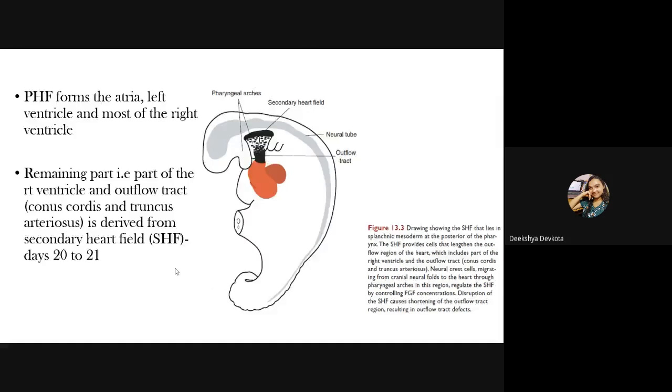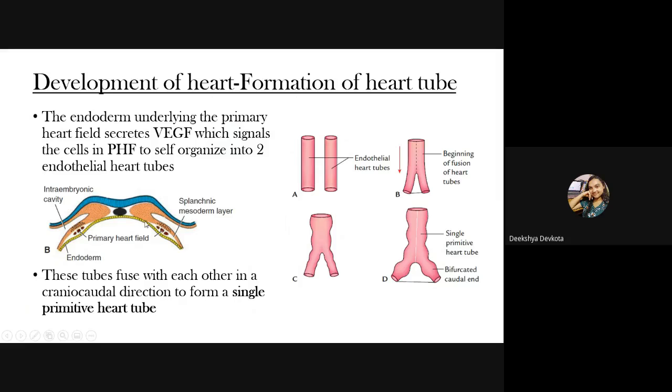So now let's talk about the endoderm that underlies this primary heart field. Endoderm that underlies the primary heart field, this yellow portion, secretes vascular endothelial growth factor. This vascular endothelial growth factor, secreted by the endoderm underlying the primary heart field, tells the primary heart field cells to self-organize into two endothelial heart tubes. So two endothelial heart tubes have now formed from the primary heart field.